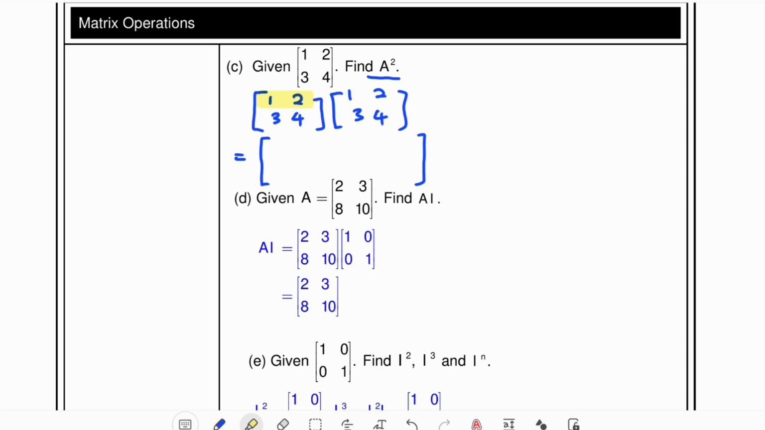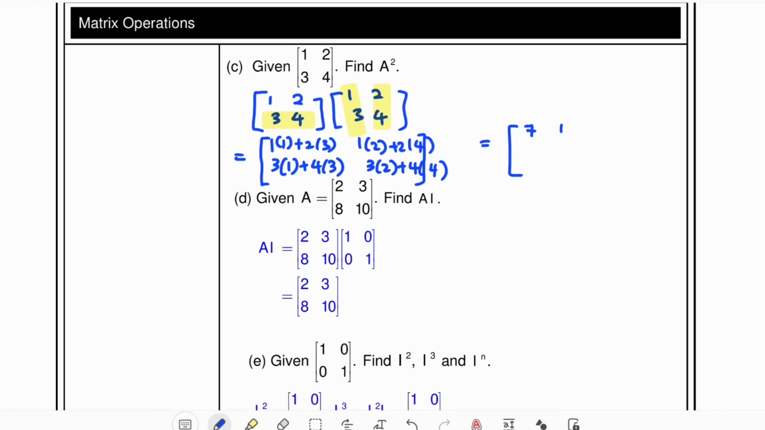Focus on the first row, first column: 1 multiplied with 1 plus 2 multiplied with 3. Next column: 1 multiplied with 2 plus 2 multiplied with 4. Then we change to the second row with the first column: 3 multiplied with 1, 4 multiplied with 3. And lastly second row, second column: 3 multiplied with 2 plus 4 times 4. You just need to calculate, and that will give you 7, 10, 15, 22.